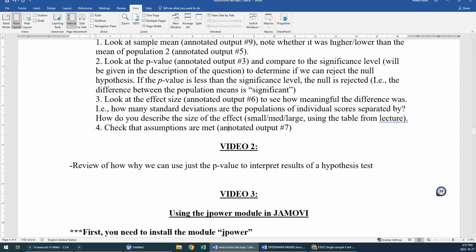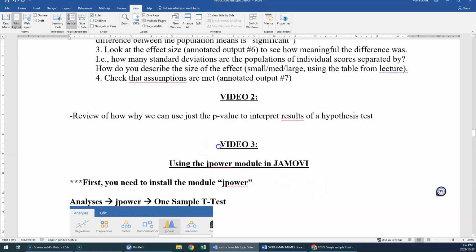And I believe that's all for this video. Just a word about the second video. It's just a review of the information regarding why we can just use the p-value to interpret results of a hypothesis test. So there's not a handout here. It just provides you with the opportunity to remind yourself of some of the things that we talked about almost a month ago in lecture now, of how the p-value maps onto thinking about the critical or the cutoff value and the significance level. And so that's all that is. It's not too long. So I'll see you back here for video 3.